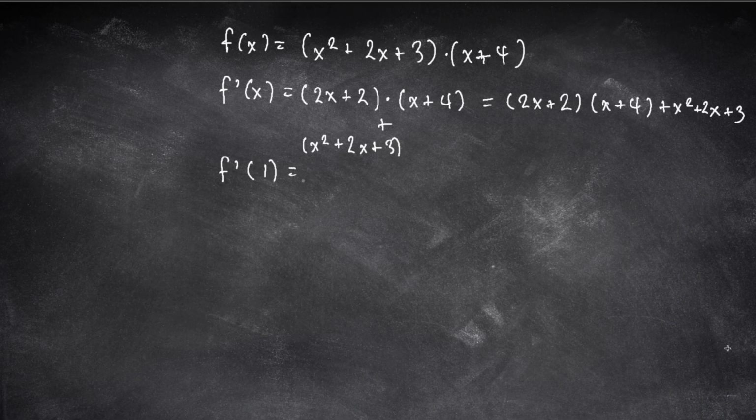Okay, so let's say we want to find the derivative at x equals 1. So plug 1 into our equation. 2 times 1 is 2, plus another 2 is 4. And plug 1 in here: 1 plus 4 is 5. Plus x squared, which is 1 squared, which is 1, plus 2 times 1 is 2, and add a 3. So that is 20, 21, 23, and 26. That means the slope, or the derivative, at x equals 1 is 26.